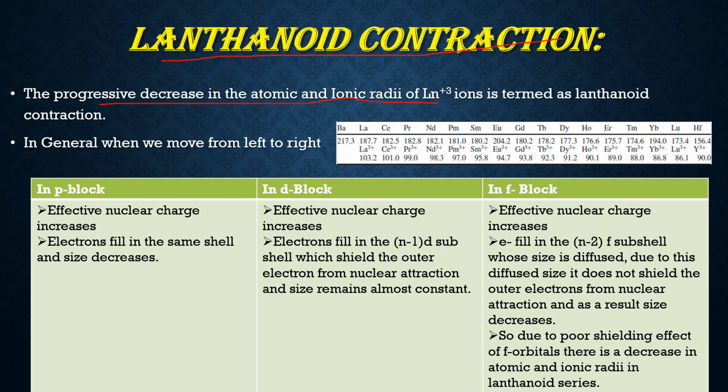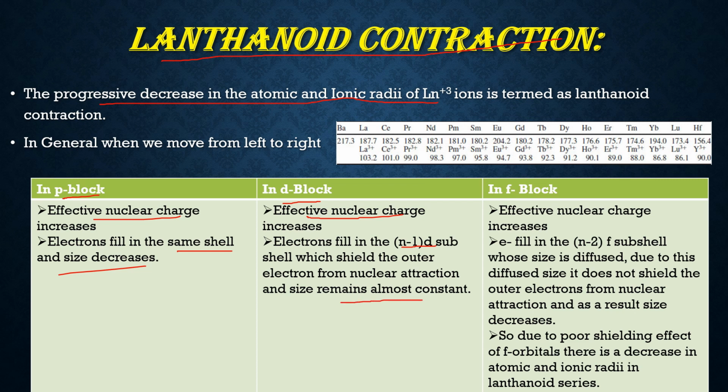Now in general, when we move left to right in p block elements, we see that effective nuclear charge increases and the electrons are filled in the same shell. Hence as a result the size decreases when we move left to right in case of p block elements. Now when we move left to right in the d series, that is 3d, 4d and 5d series, again effective nuclear charge increases and electrons are filled in the n-1 d subshell, and there is shielding, but the shielding is less than that of the p block element. So overall the nuclear attraction and the shielding effect neutralize each other, and hence the size remains constant.